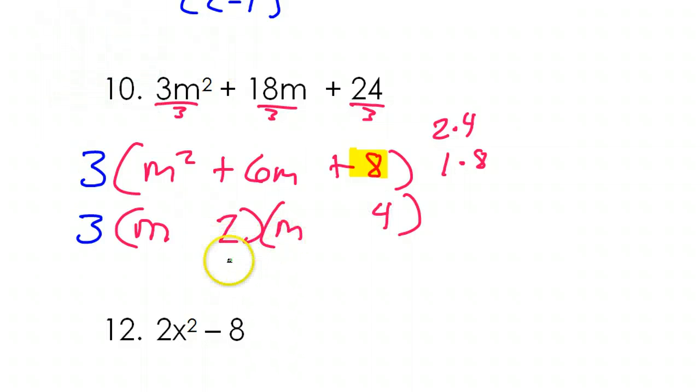Okay, inner, I have 2m. Outer, I have 4m. Is there a way I can choose the sign so that I get a positive 6m out of this? Yeah, if both of these are positive, that would make 6m. It means both of these would be positive. Is that going to give me a positive 8 right here? Sure, positive 2 times positive 4 is positive 8.